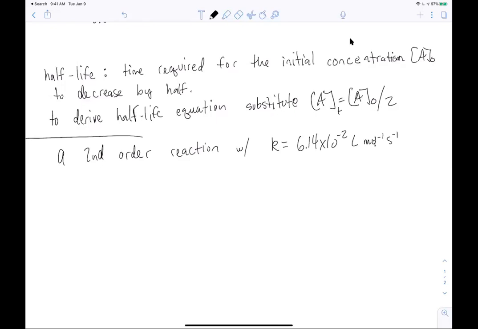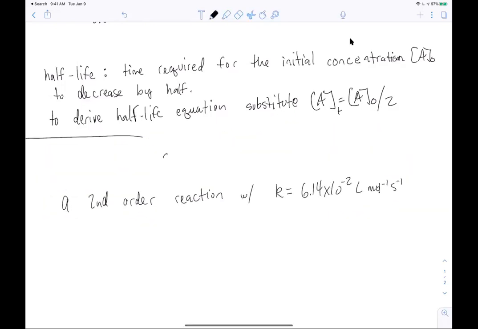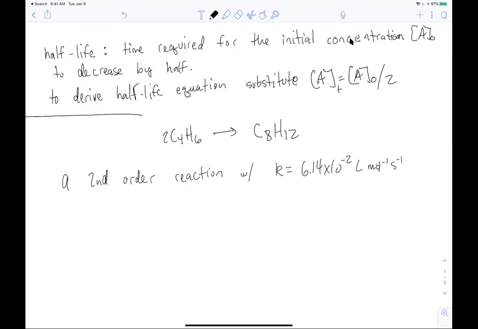Let's say the reaction is, we've looked at this reaction before. So we're looking at this dimerization reaction. And then we want to know, so we have a second order reaction with K equals 6.14 times 10 to the minus 2. So what is the half-life?